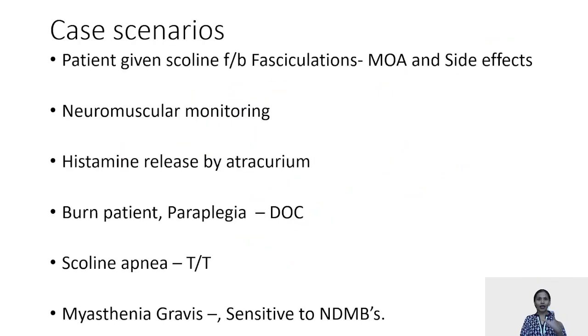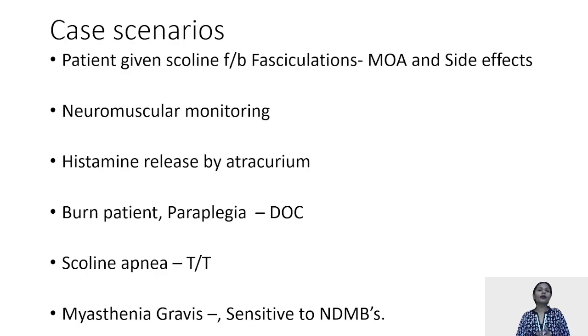Now, there are certain case scenarios. This is the very last part of this discussion. For example, I already told you a 15-year-old posted for surgery given scoline followed by fasciculations and now complaining of post-operative soreness. What is the mechanism of action? Depolarizing block. Talking about neuromuscular monitoring, a lot of questions are asked, like fade phenomenon: is it seen in depolarizing blocks, in phase 2 blocks, in non-depolarizing muscle relaxants, and in which it is not seen. Then atracurium given to a patient leading to flushing, tachycardia, and hypotension. Mechanism: histamine release.